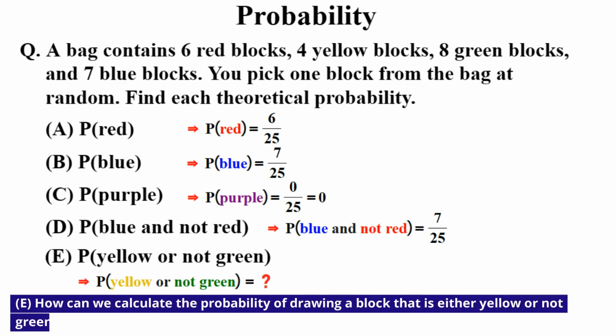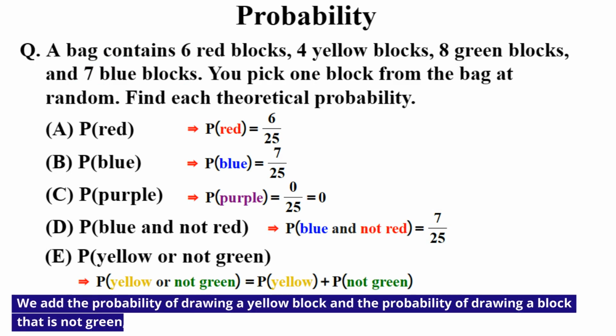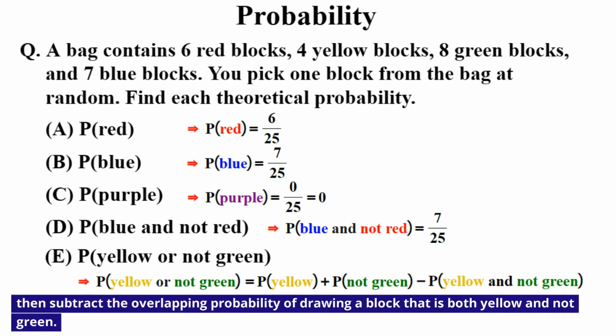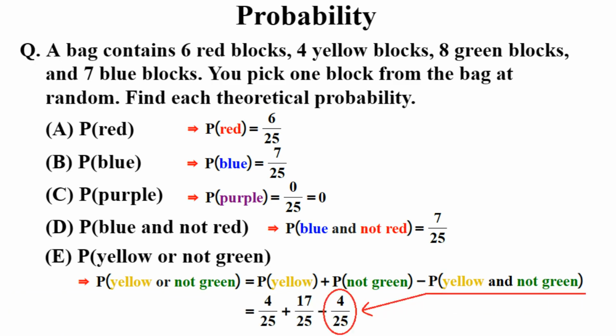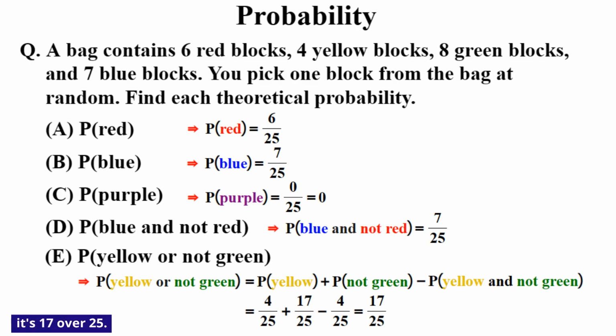E. How can we calculate the probability of drawing a block that is either yellow or not green? We add the probability of drawing a yellow block and the probability of drawing a block that is not green, then subtract the overlapping probability of drawing a block that is both yellow and not green. The probability of drawing a block that is both yellow and not green is solely represented by the yellow blocks, which is 4/25. Therefore, it's 17/25.